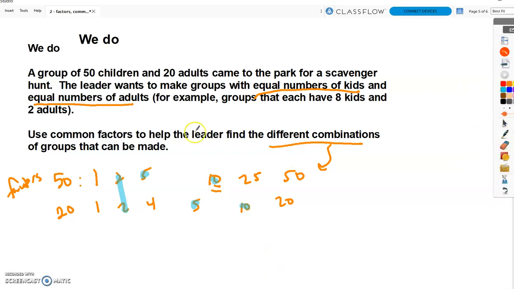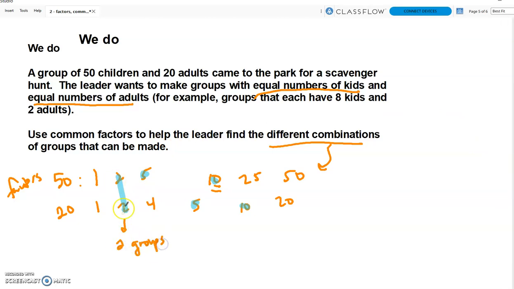So let's talk about how those are. So one thing I can do is I can make 2 groups because they have 2 as a common factor. If I make 2 groups, each group is going to have 25 kids. 2 times 25 is 50 kids. And 10 adults. Each group will have that. Those are a pretty big group. I may not be into that idea.